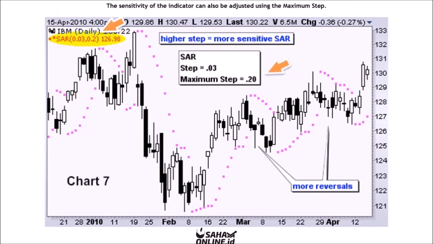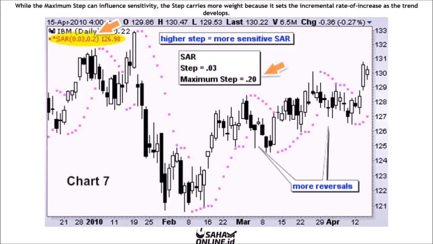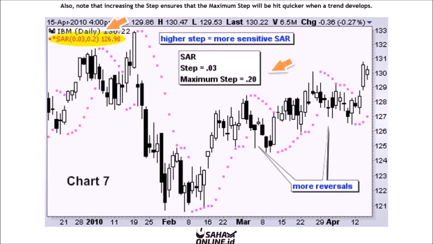The sensitivity of the indicator can also be adjusted using the maximum step. While the maximum step can influence sensitivity, the step carries more weight because it sets the incremental rate of increase as the trend develops. Also, note that increasing the step ensures that the maximum step will be hit quicker when a trend develops.